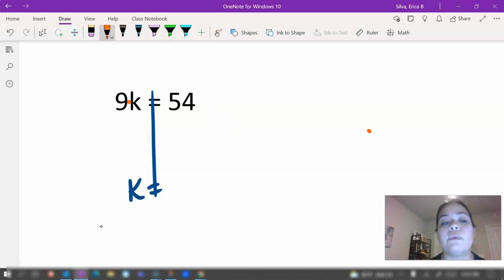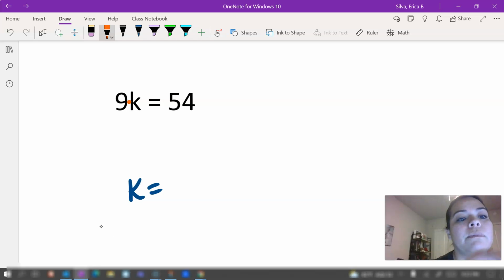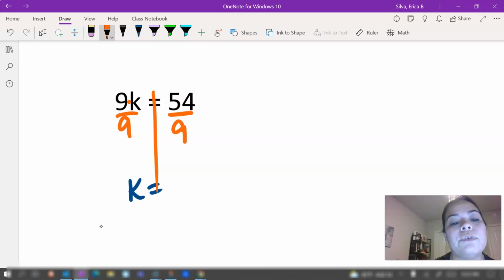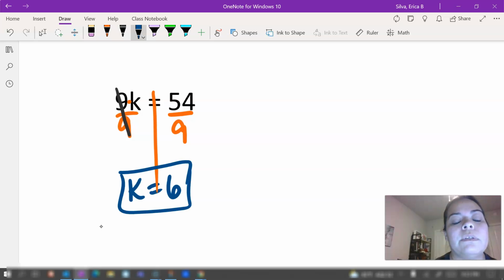So we want to do the inverse of multiplication, which is division. And because we're trying to get rid of that 9, we're going to divide by 9. And what we do to one side, we always have to do to the other side. So in this case, 9 divided by 9 is 1, which gives us that 1k. But remember, we don't have to write that one, it's understood. And then 54 divided by 9 is 6. So k is equal to 6.